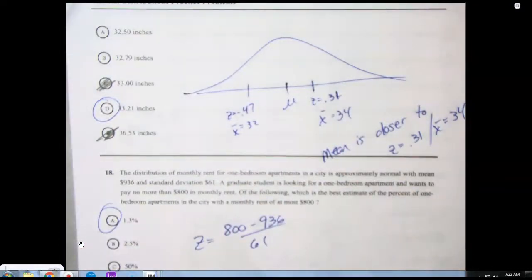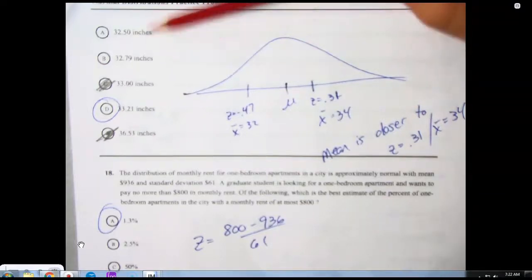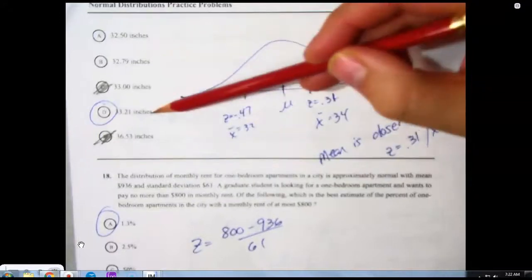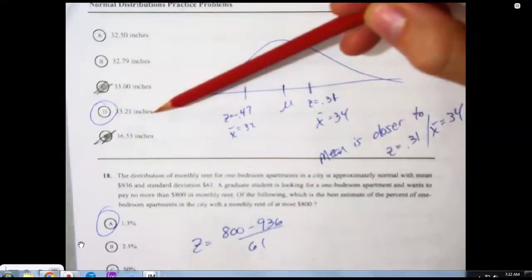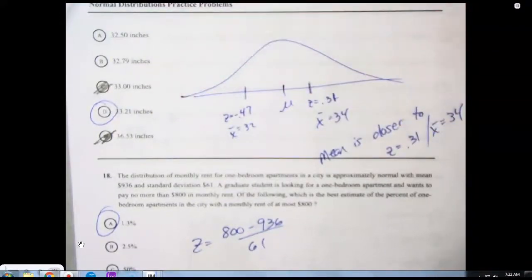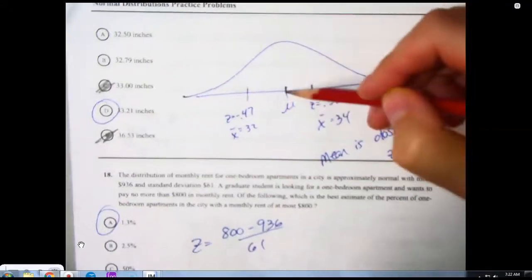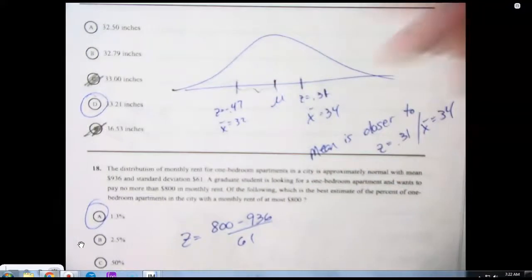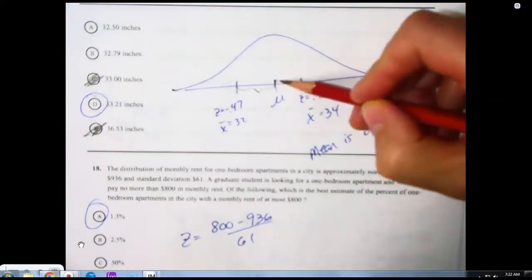A clue here is there's two answers between 32 and 33. There's only one between 33 and 34, and this is actually the one you want. I'm going to try to explain why. This distance here from the mean to that z-score is bigger than this distance here.